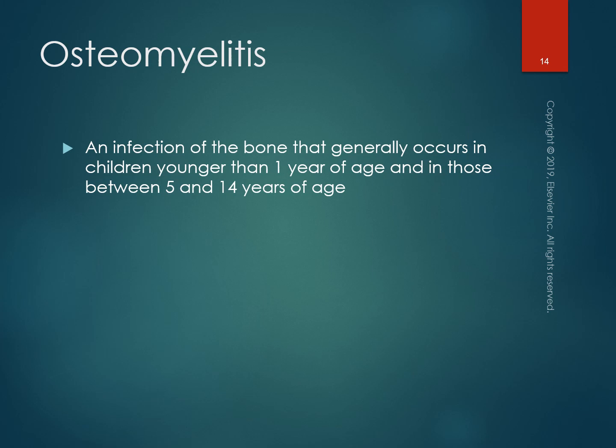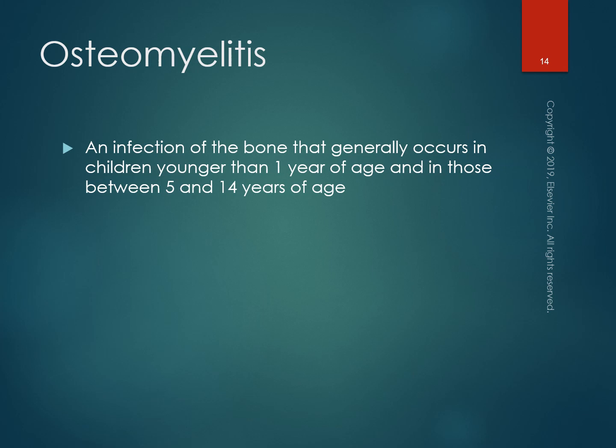Osteomyelitis is an infection of the bone that generally occurs in children younger than 1 year of age and in those between 5 and 14 years of age. Osteomyelitis can be preceded by a local injury to the bone, like an open fracture, burn, or contamination during surgery. The vessels in the affected area are compressed, and thrombosis occurs, producing ischemia and pain. Older children can localize this pain and may limp.